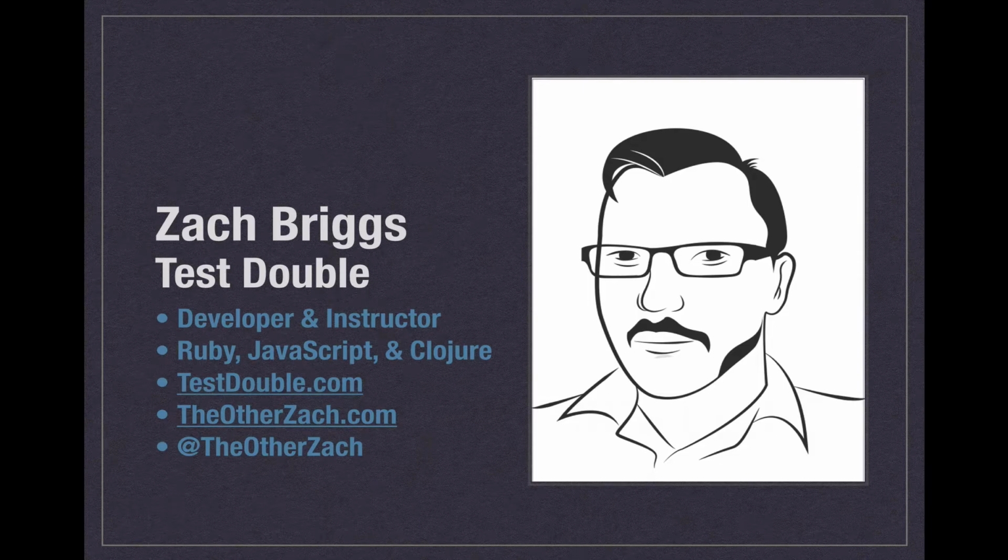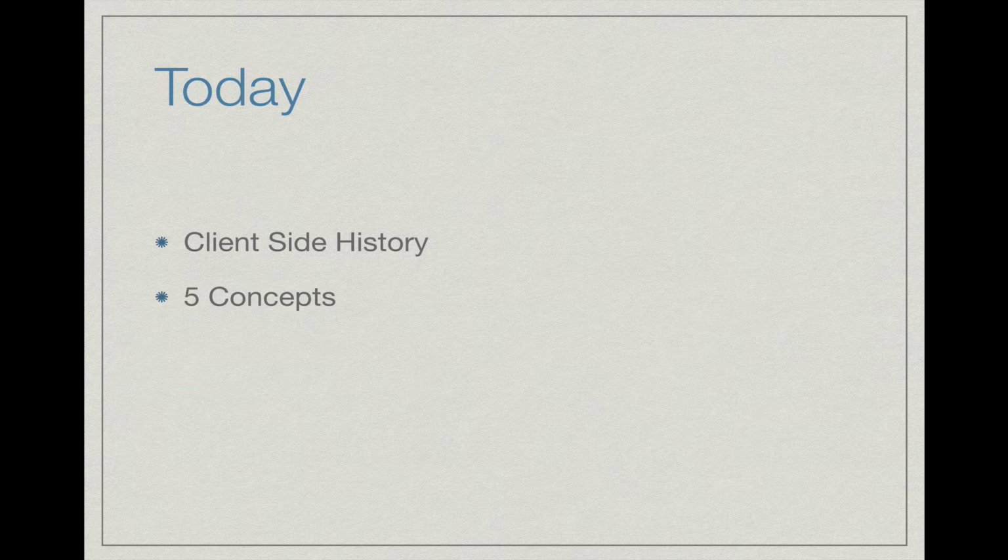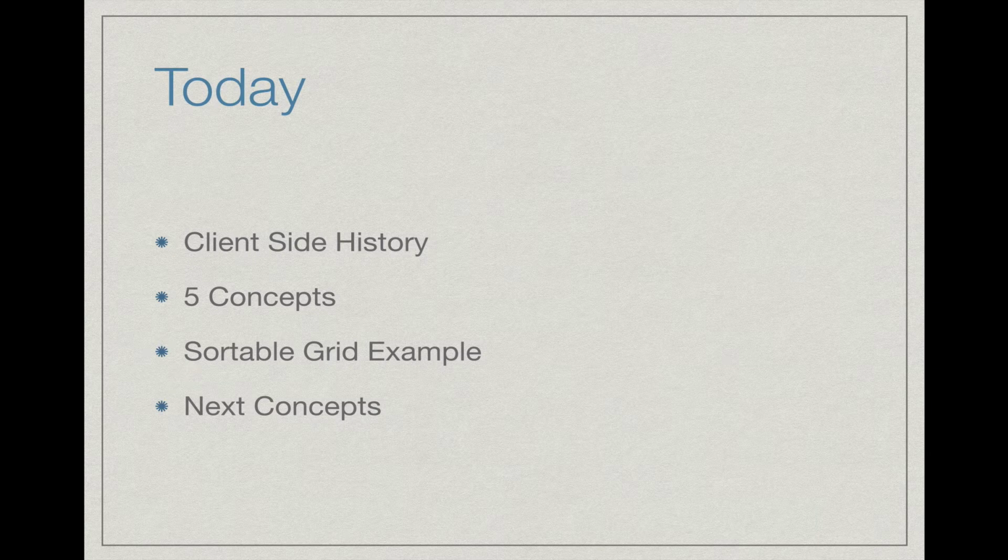So today what we're going to do is briefly go over some client-side history, where we're coming from, where we're going. Then we're going to look at those 5 concepts, and then use those concepts together to compose a sortable, filterable grid. Really basic stuff, but I build a lot of line of business apps, so I find it really useful. And then I'll have some suggestions for where you might want to look next.